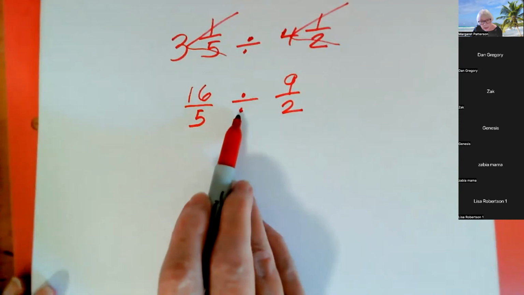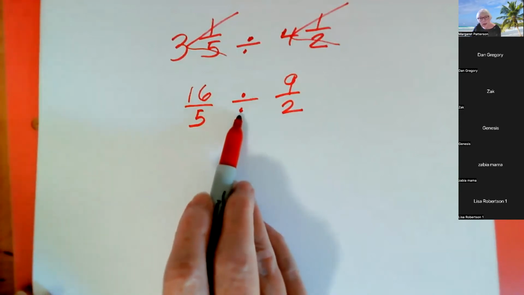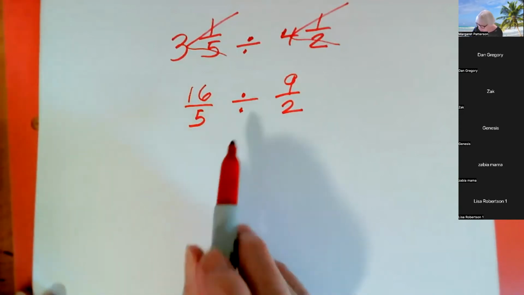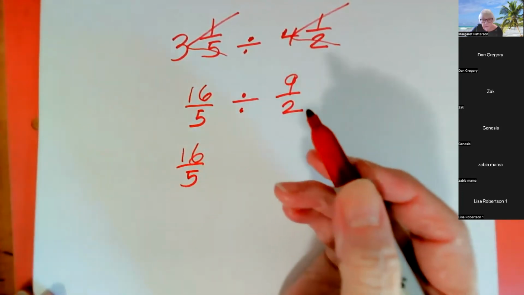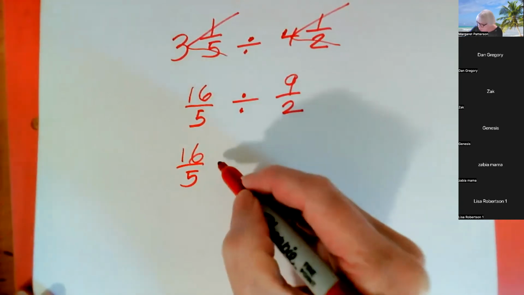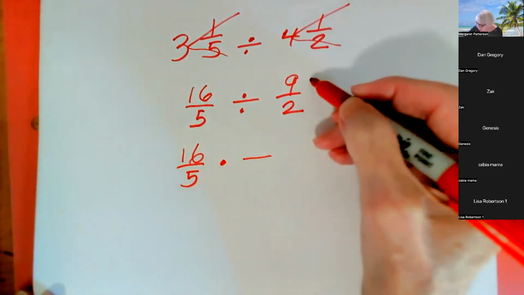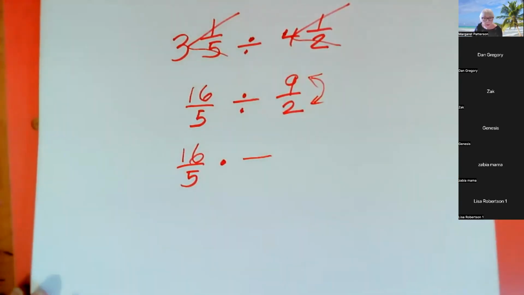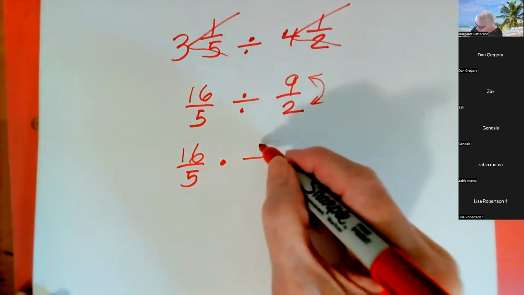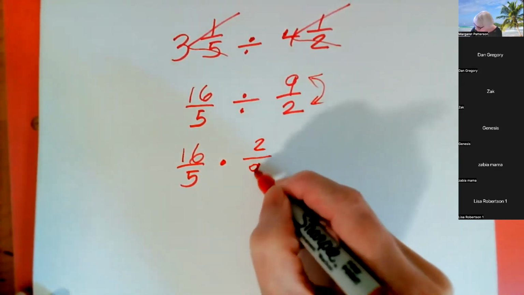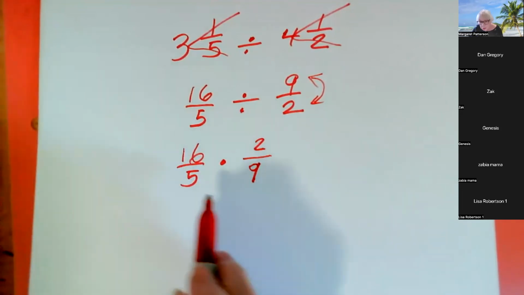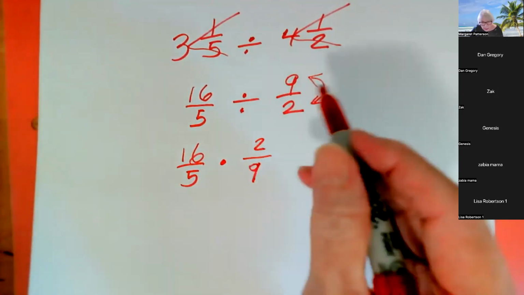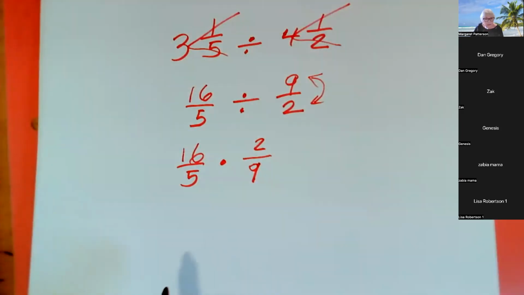I'm then going to say, all right, I've got division. I can quickly make it multiplication. The first number is copied exactly. Division goes to multiplication, and this goes to its reciprocal. So this is 2, and this is 9. Okay, so this is where the real problem is. So we're focusing here. The mess previously doesn't matter.